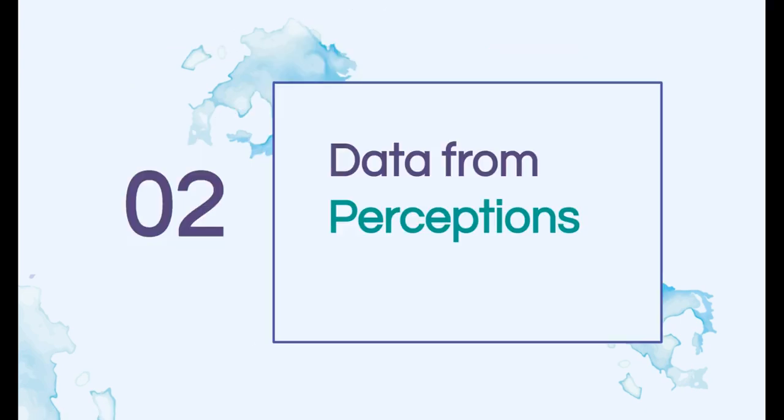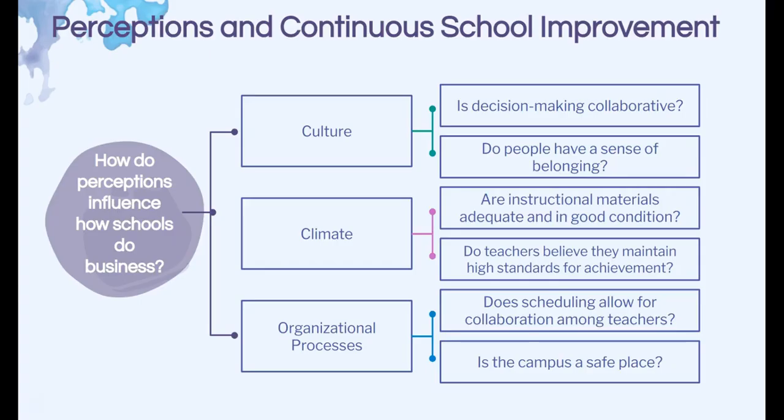The second type of data is data from perceptions. Perceptions are important sources of data because they inform how we think, what we say, and how we behave. As Bernhardt suggests, our perceptions shape our reality. Here are some examples of the kinds of perception questions a practitioner might ask.